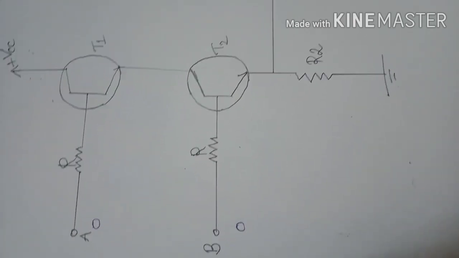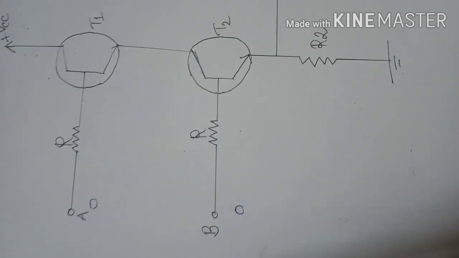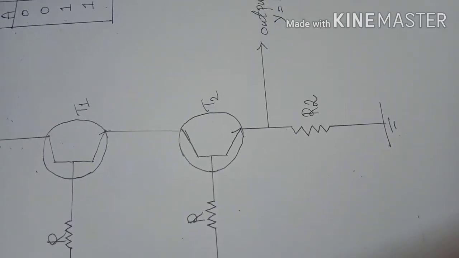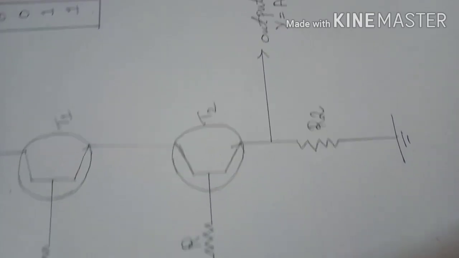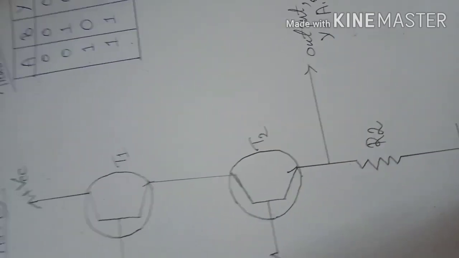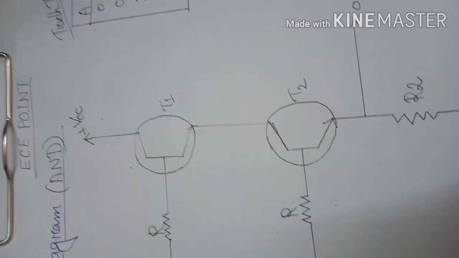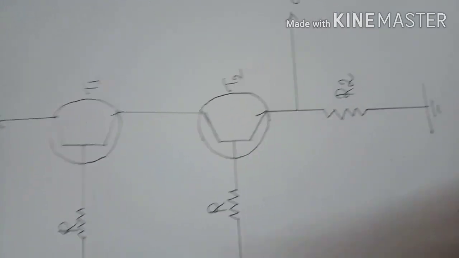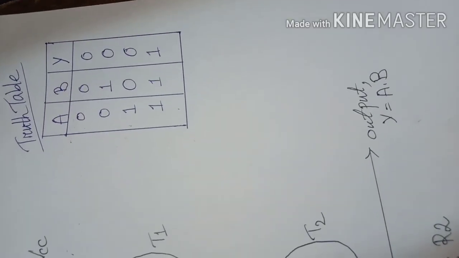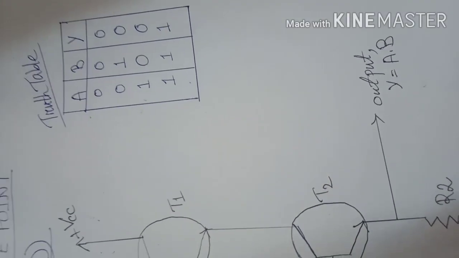In my previous video, I have already discussed universal gates and basic gates along with their truth table and Boolean expression. Today I am going to discuss the circuit mechanism of the AND gate. So let's start. This is the circuit diagram of the AND gate, and this is the truth table of the AND gate that I have already discussed in my previous video.